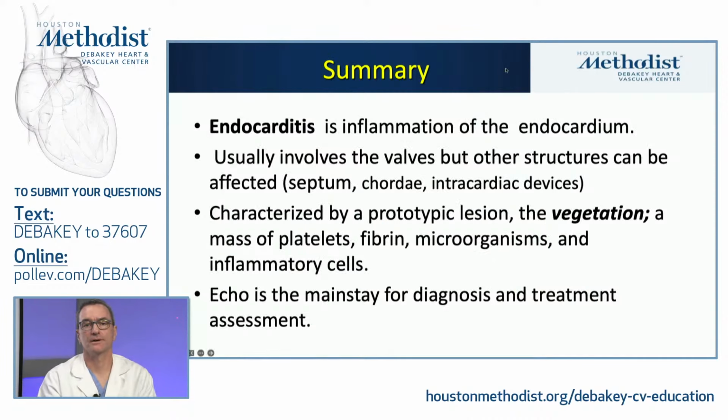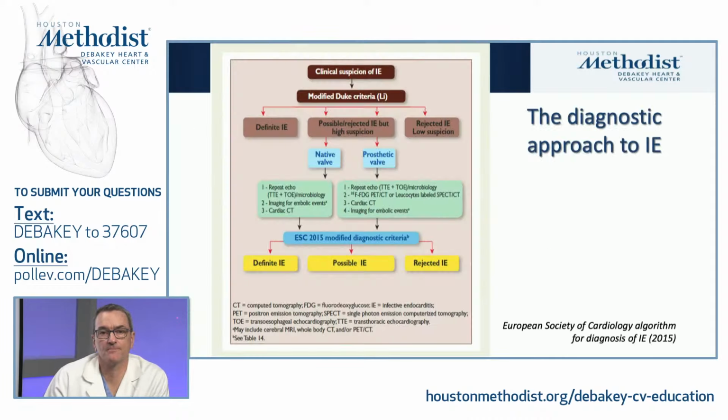So in summary, endocarditis basically means inflammation of the endocardium. It usually involves the valves, but remember that other structures can be affected, the septa, the cords, any intracardiac device. The prototypic lesion is the vegetation, which is a mass of platelets, fibrin, microorganisms, and inflammatory cells. Echo is certainly the first line for the diagnosis and sometimes the last line if the therapy is clear from that point. But I'll close with this slide.